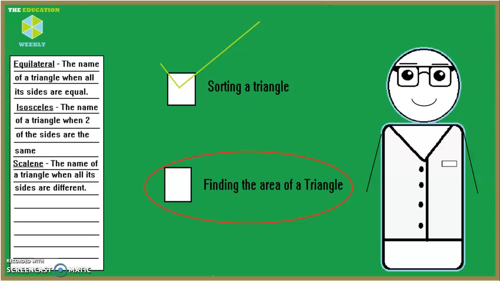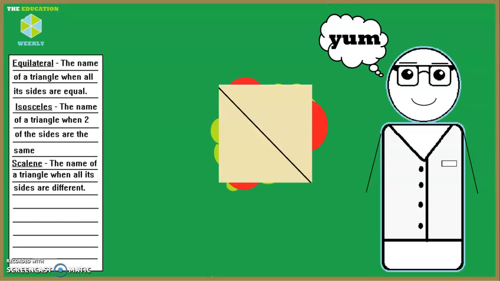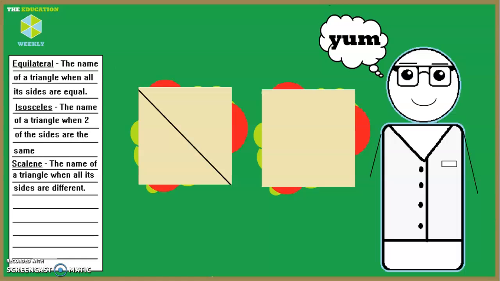So, we've covered sorting a triangle, but we don't know how to find the area of a triangle yet. Let's go into it. But first, lunch break! Today I have a sandwich. Well, actually 2 sandwiches, and they're both triangles. And I have a square sandwich.